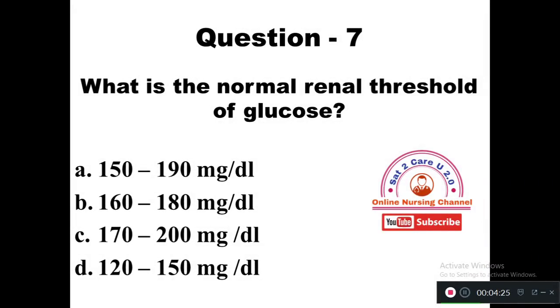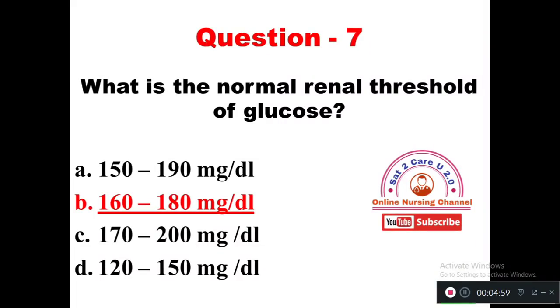What is the normal renal threshold of glucose? Option A 150 to 190 milligram per deciliter. Option B 160 to 180 milligram per deciliter. Option C 170 to 200 milligram per deciliter. Option D 120 to 150 milligram per deciliter. The right answer is option B, 160 to 180 milligram per deciliter, the normal renal threshold of glucose.